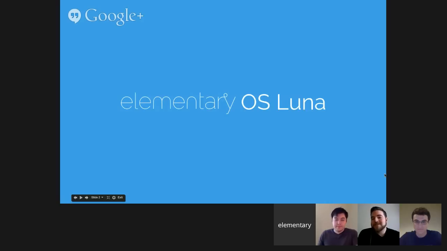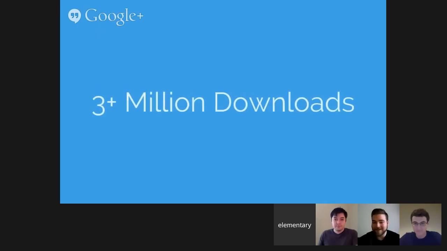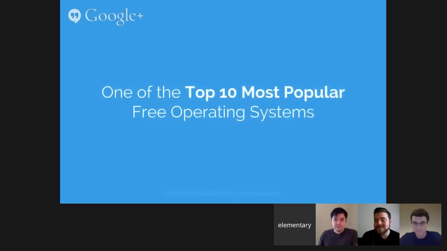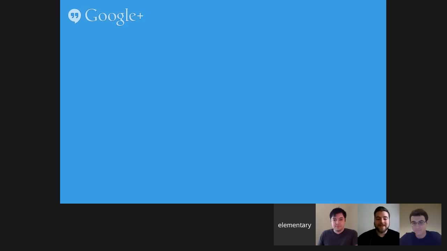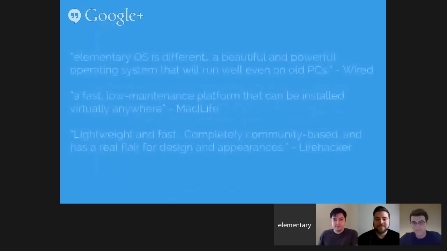We released Elementary OS Luna in August of 2013, and our OS has been downloaded over 3 million times so far. That's pretty insane. It's pretty exciting. And it's been recognized as one of the top 10 most popular free operating systems. And Luna got some really great press.